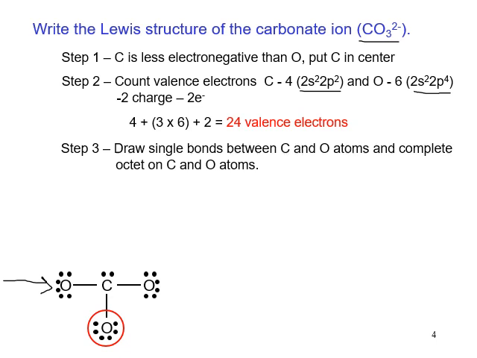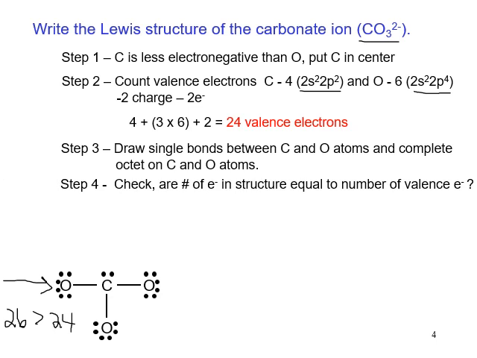But if you count the number of electrons that you've placed in this structure, I get 2, 4, 6, 8, 10, 12, 14, 16, 18, 20, 22, 24, 26. I get 26 electrons, and 26 is greater than 24. So we have put too many in there. So obviously there's not enough, so we need to share.